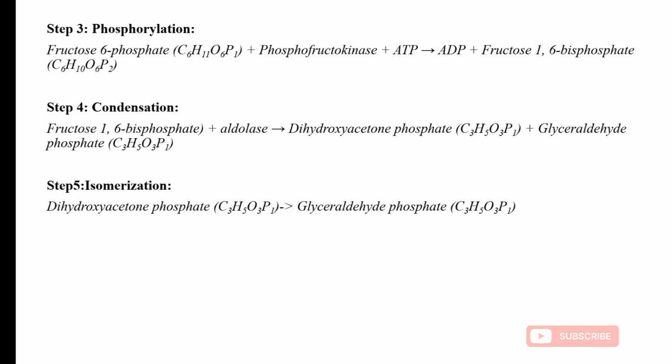Step 4: Condensation. This is the major step in glycolysis, where the 6-carbon molecule breaks apart into 3-carbon molecules, namely dihydroxyacetone phosphate and glyceraldehyde phosphate. Step 5: Isomerization. The glyceraldehyde 3-phosphate enters the next step, whereas the DHAP gets converted into glyceraldehyde 3-phosphate by the enzyme isomerase.